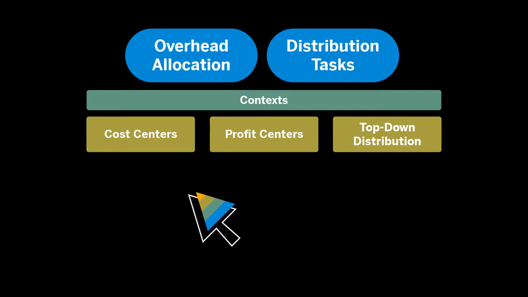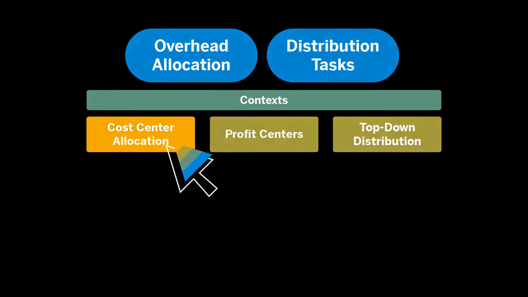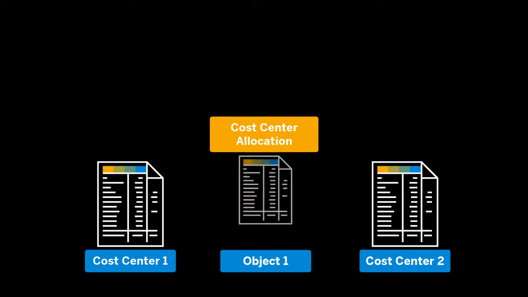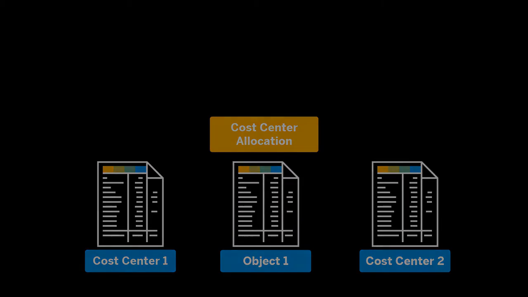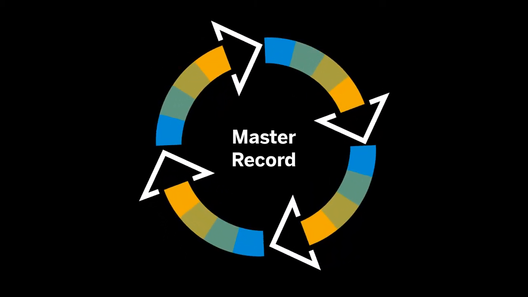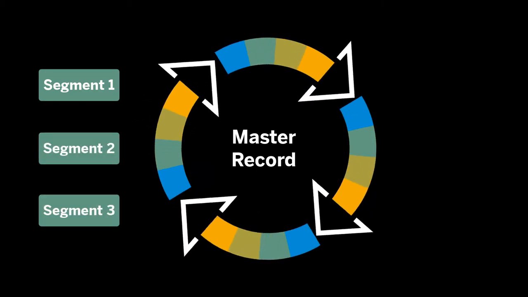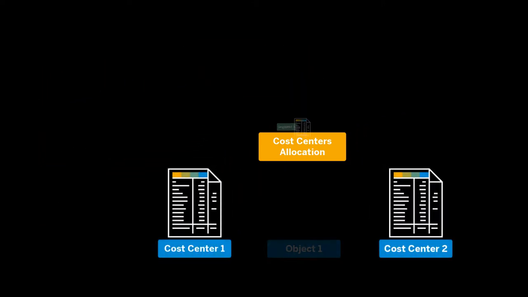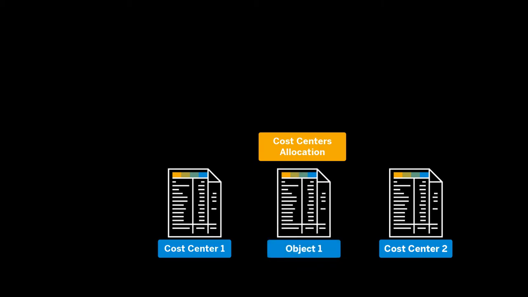In this demo, we'll dive into cost center allocation, which takes values from one or more cost centers and distributes them on to other cost centers or other objects. To use cost center allocation, you first create the master record, which is a cycle. Inside the cycle, you create various definitions called segments. In each segment, you define which centers send which values to which receivers based on which quantities or other amounts, and based on which rule governs this distribution.